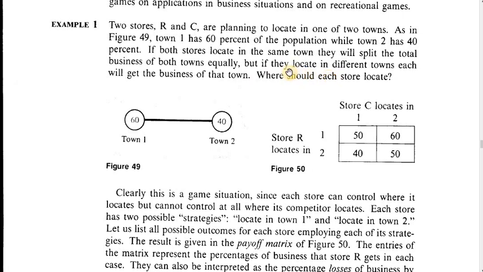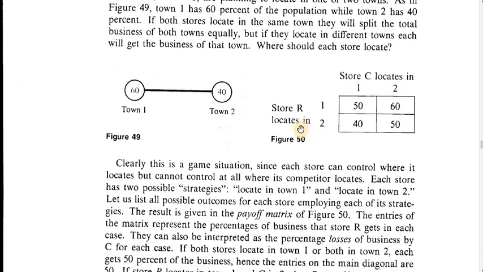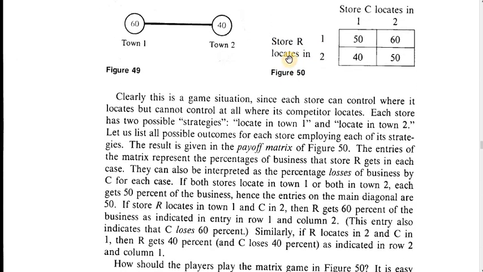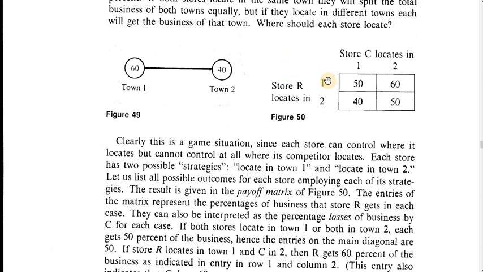So we put store R's strategies here and store C's strategies here. R is for row, C is for column. So store R locates in town 1. Think of what happens for the two options for store C. If store R locates in town 1, then if store C also locates in town 1, they're in the same town, so they split business 50-50.